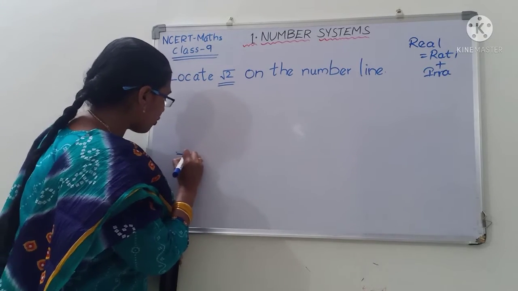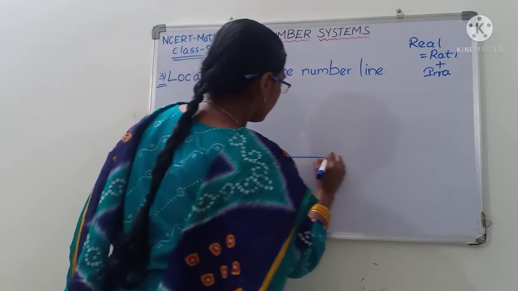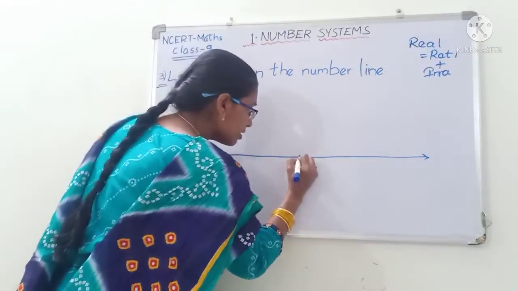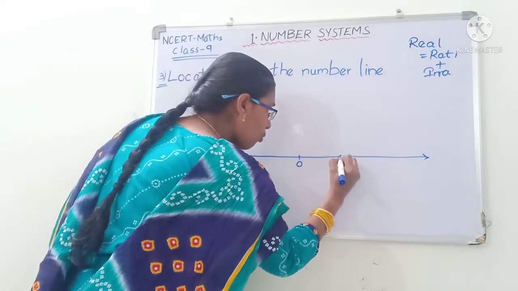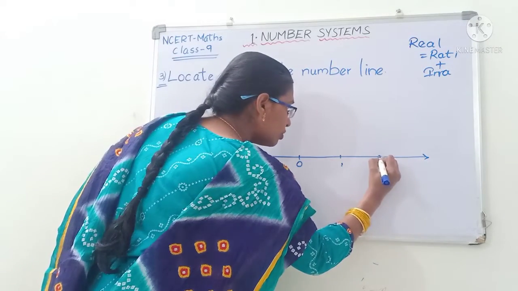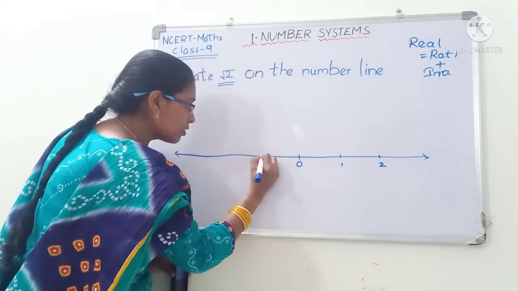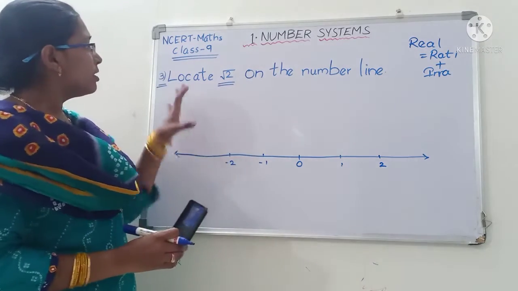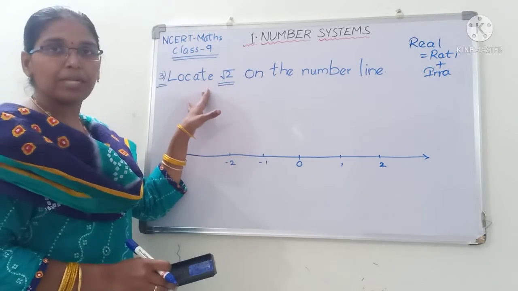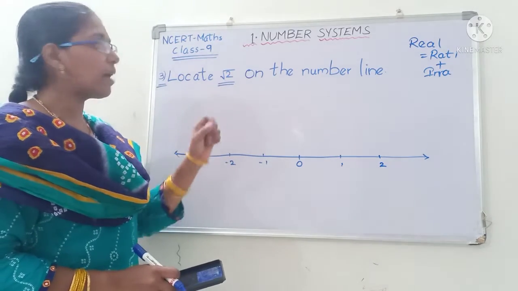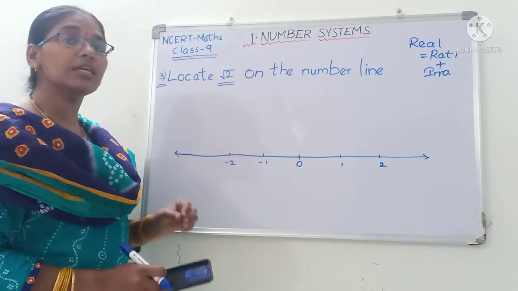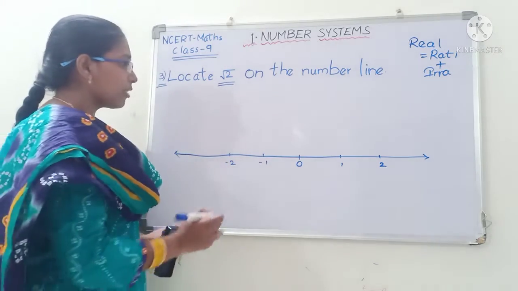Draw a number line, children. Let's draw a number line. 0, 1, 2. Here also minus 1, minus 2. This point root 2 can be represented using the Pythagoras theorem. On the number line, we can represent root 2 using the Pythagoras theorem, children.